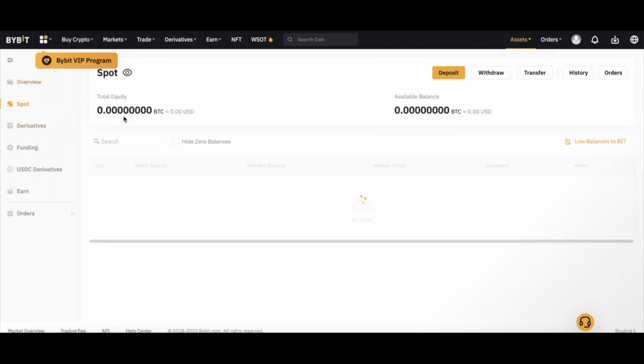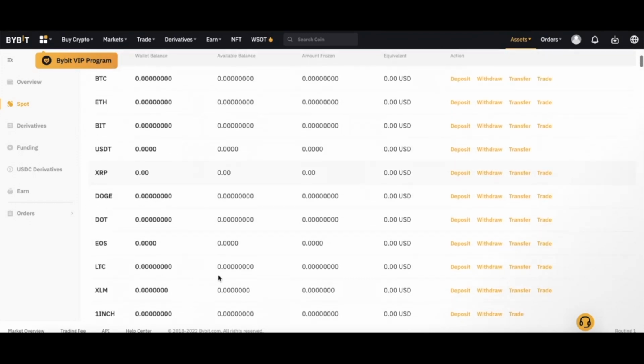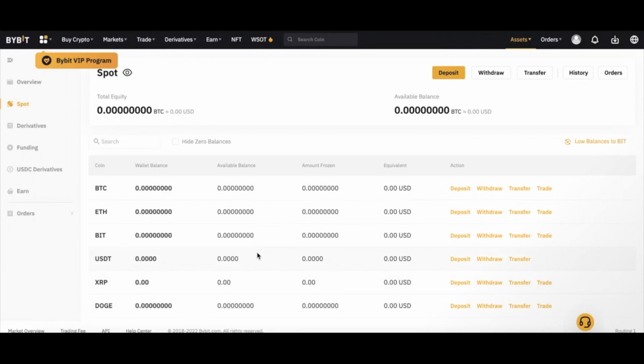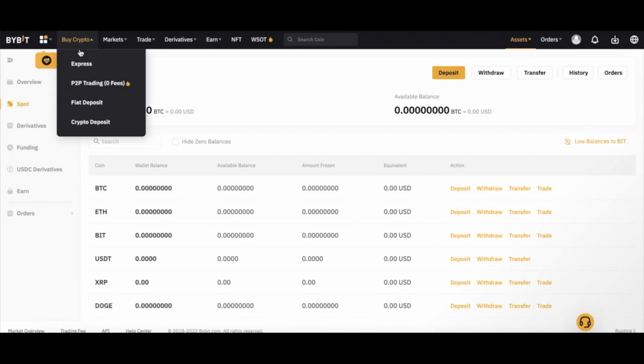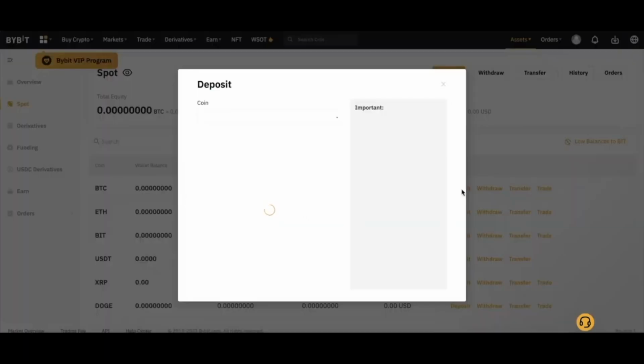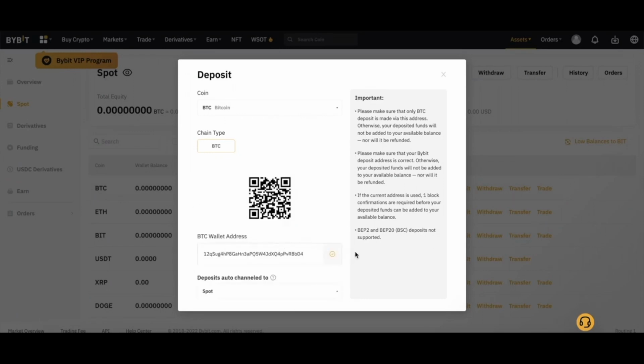So here we have the spot assets. Spot assets is where you have, for example, Bitcoin, Ethereum, USDT, XRP, or you can see some more coins here. That is the first thing I want to talk about: that you can buy cryptocurrencies. If you want to buy cryptocurrencies, you can go here on buy. Or if you have Bitcoin on another exchange, you can go on deposit. Then you can copy your Bitcoin wallet address, and send the Bitcoin from your other account to your Bybit account.